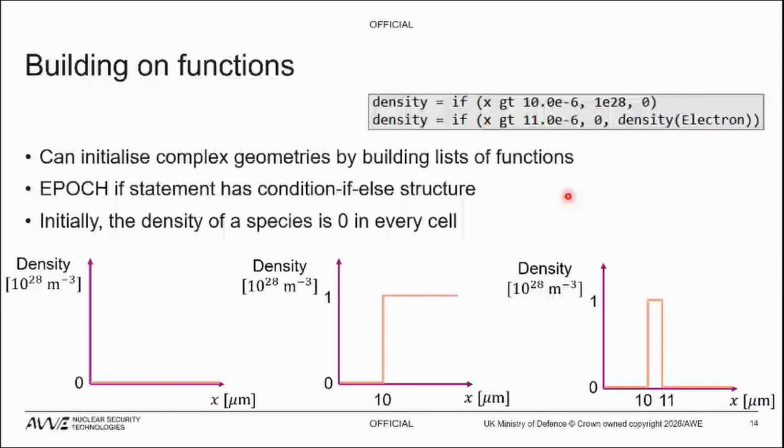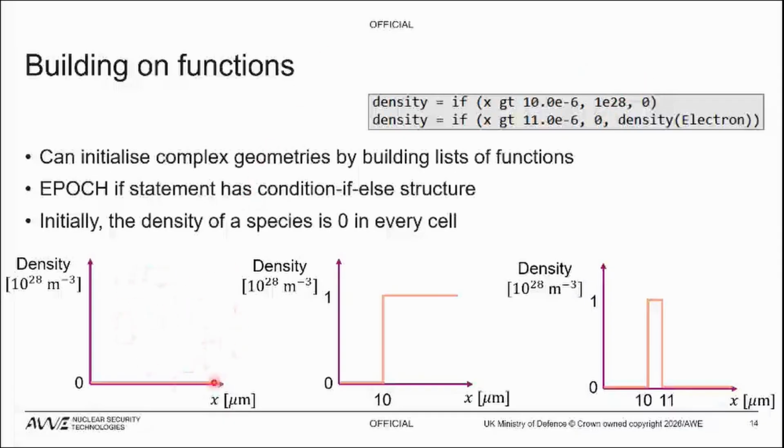So I want to talk a little bit now about these functions that we can do. We can use these very basic EPOCH functions to build up quite complex geometries. Let's say that in the example that we're looking at, I want to create an electron bunch which only exists between 10 and 11 microns in our 25 micron simulation domain. Initially, EPOCH's going to believe that the density everywhere is 0 if we don't tell it anything. In this first density line, we say that if x, which is a known variable to EPOCH, it's the x position on the grid, x is greater than 10 microns, the density is 10 to the 28, otherwise it's 0.